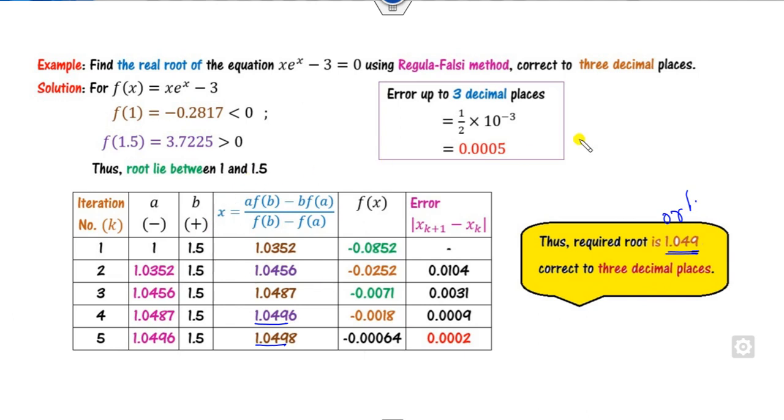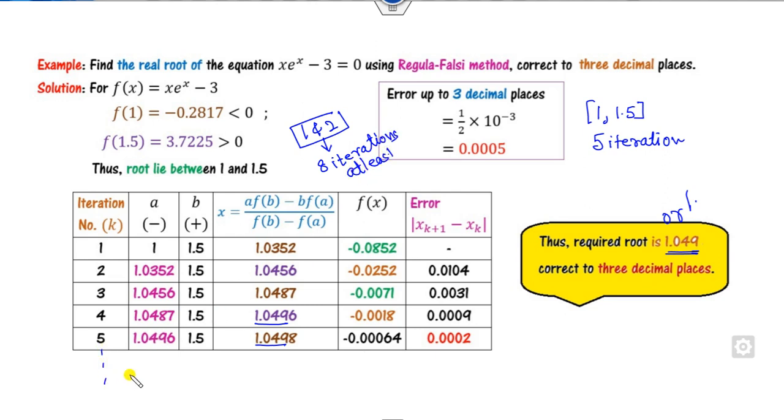Remember that now I have taken the interval as 1 and 1.5. So how many steps did you need? You took 5 iterations. But we also saw that the root lies between 1 and 2. So if 1 and 1.5 takes 5 iterations, then definitely it will take at least 8 iterations. So that will take a larger number of steps. So always try to make the interval as small as you can.